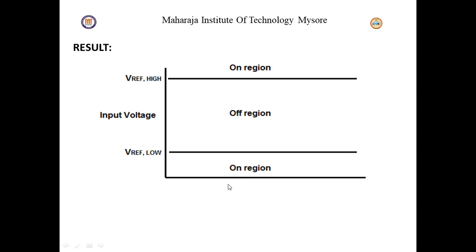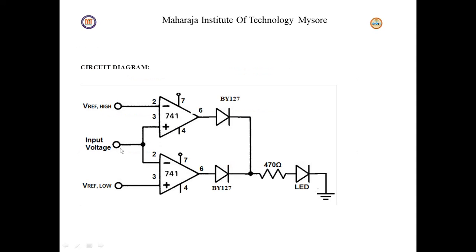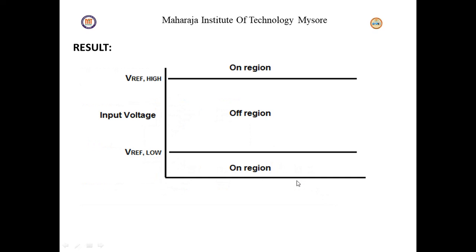V naught will be plus Vsat, that is, it gives 1. High indicates that the LED will glow, so the LED will be in the on region. When Vin is within the range, greater than your lower threshold value and lesser than your higher threshold value, the output will be 0, and the LED will be in the off region.